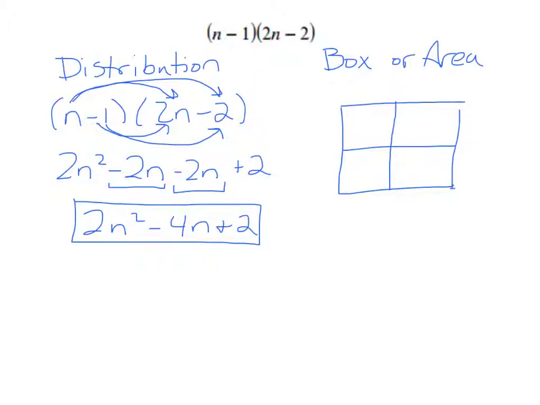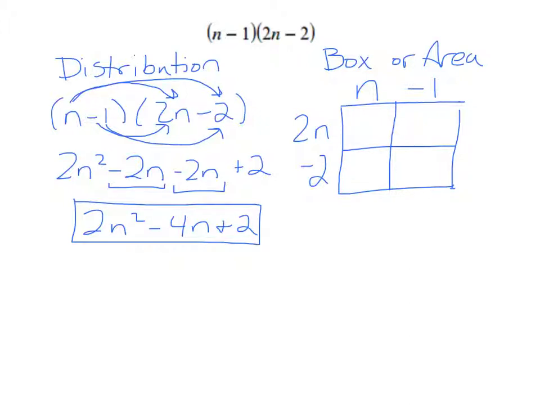It doesn't matter which one goes on the top and which one goes on the side, but I'm going to put one of them on the top. So I'm just going to put n minus 1 on top. So I've got an n and I've got a negative 1. And my other binomial is 2n minus 2, so that's a 2n and a negative 2. And you might remember when you were much younger learning your times tables, this is kind of like a little times table. So in each spot, you multiply the things that are on the edges.